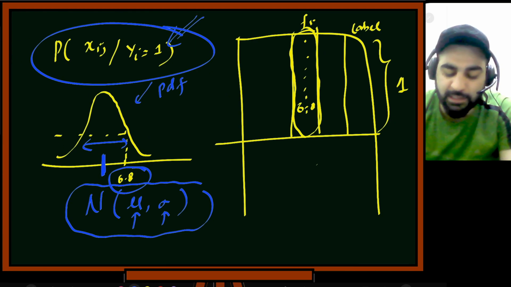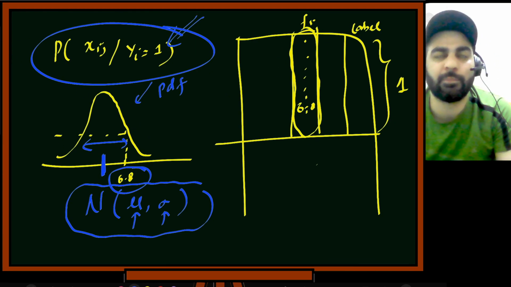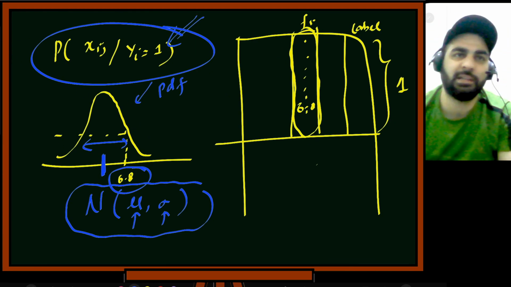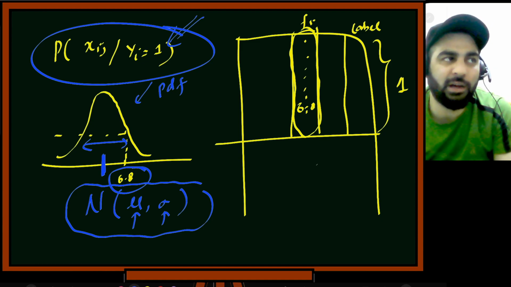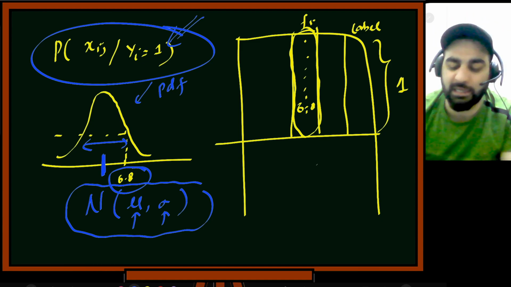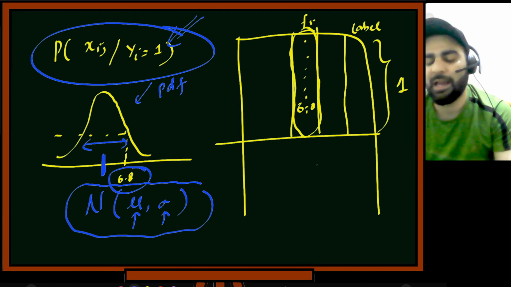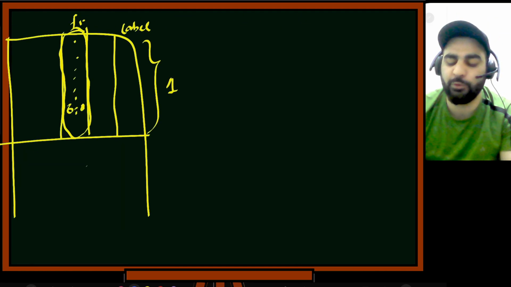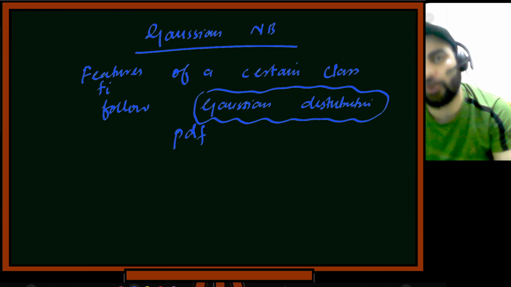I hope that from that lecture you remember that for each feature we can plot its distribution by plotting histograms, and then we use kernel density estimation. We smooth out that curve and we get a curve like this. We can also use some other distribution, and if you use some other distribution, we call it accordingly that naive Bayes.